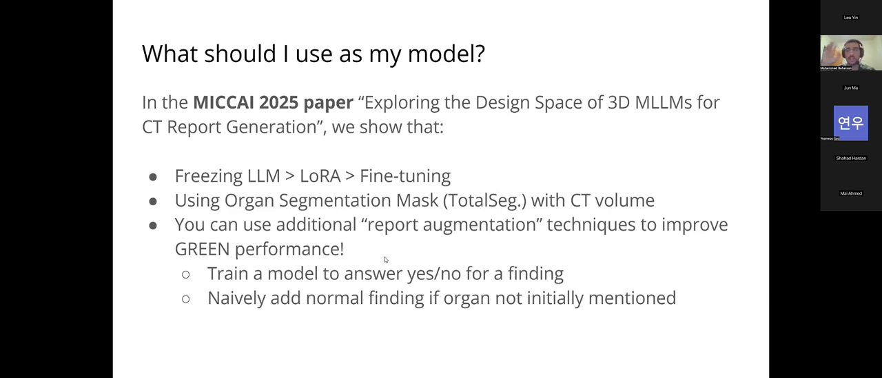One thing you can do is train an additional model that just answers specific questions about some common findings with a yes or no answer. And depending on the answer, you can augment the report with an additional finding. So we check if a finding is already in the report. If it's not, then you ask this additional model a question about it. If it answers yes, then you add this finding. If no, then you add a normality about this finding. You can do some additional augmentation-based techniques like that. And you can also naively just add a normal. If an organ or a region is not mentioned, you can just add that it's normal, and this should improve your GREEN score balance.